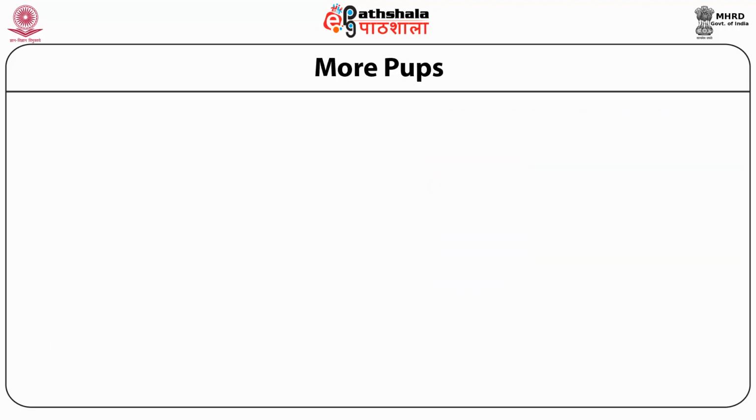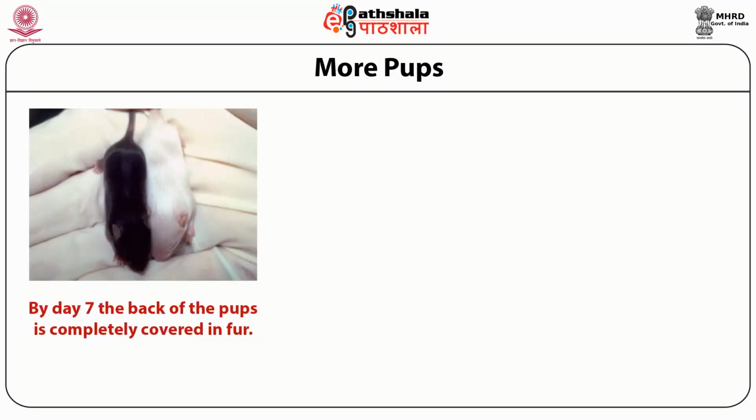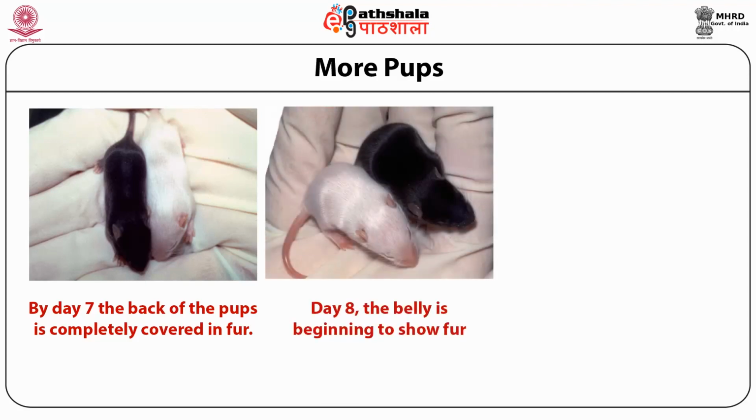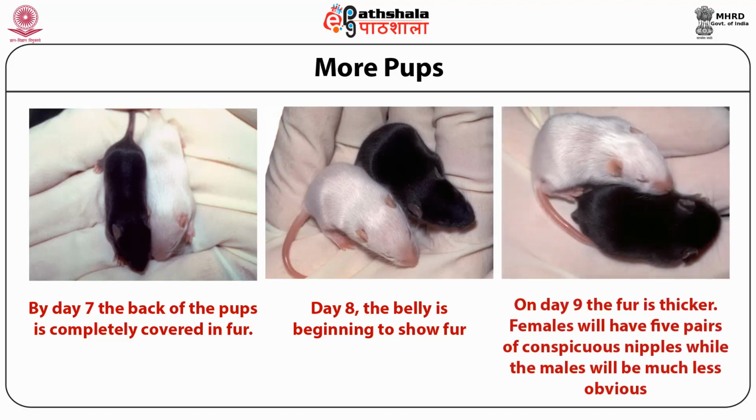This is the second picture, by day 7, showing the black mouse, like what we already saw as black 6, and the white mouse, what we call BALB/c, and how they have developed fuzz. And on day 8, you can see how the stomach is enlarged and the fuzz is developed. In the case of female, on the 9th day, we can see the pairs of nipples, which you could not see in males.